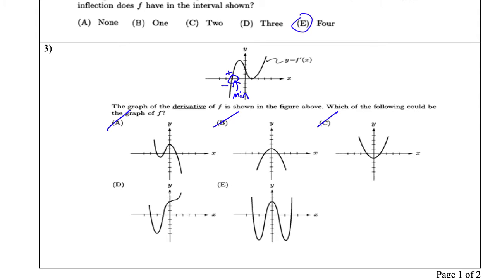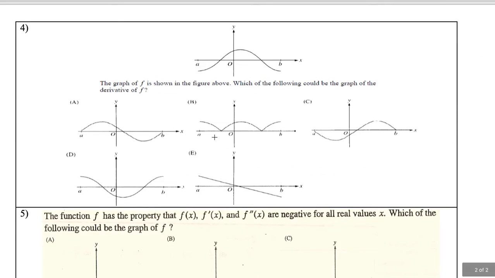These both have minimums at -2, so it could be between D and E. But why is it not E? Yeah, that has a maximum and a minimum. We should have seen that on the derivative graph, so it is D. No questions. On number 4.